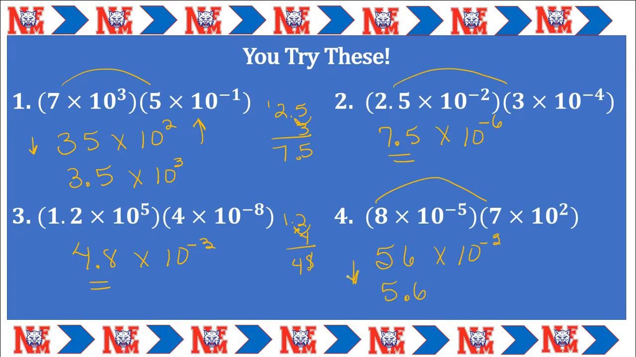So I went down in value here by moving the decimal once. Therefore, I must increase the power of 10. So I'm going to go up. So it's negative 2. So don't forget we're working with negatives here. So negative 2 is increasing from negative 3.